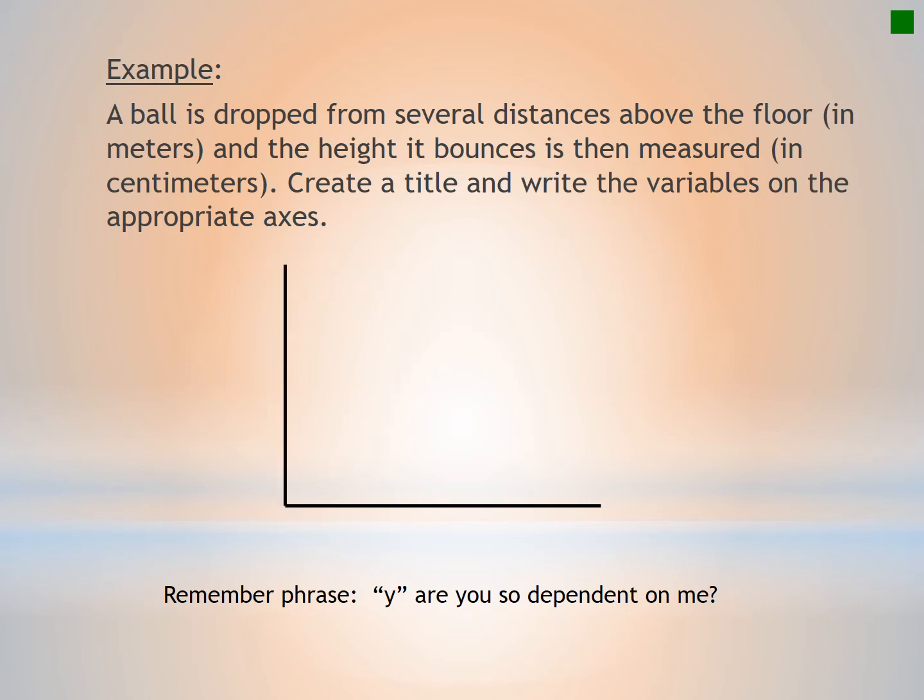The other way that you can remember it is the "why are you so dependent on me?" So the y-axis is dependent. Okay. So what did we directly change? I think it's always easiest to figure out what I directly changed, which would be the independent. And so I am directly changing the height I drop it at. Okay, so I'm going to say height dropped. And once again, you need to do your units, so that would be meters.